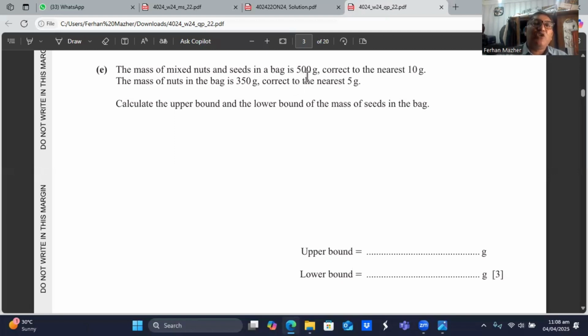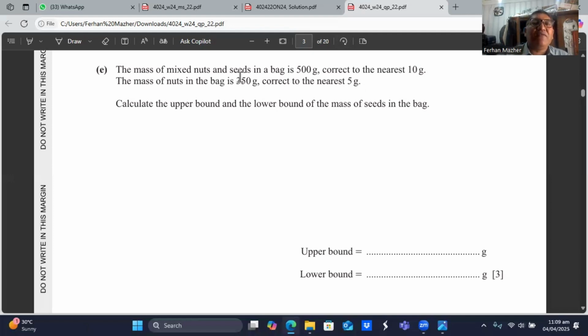So the total mass we know is 500 grams. This is correct to 10 grams. So we will divide 10 grams by 2, and you will get 5 grams. So 5 grams added to 500 will give the upper bound of the total mass. 500 minus 5 grams will give you the lower bound of the total mass of the bag. Now we know the mass of the nuts is 350 grams. This is correct to the nearest 5 grams. So you will divide 5 grams by 2, you get 2.5. If you add 2.5 grams to 350, you will get the upper bound of the mass of nuts. From 350, if you subtract 2.5 grams, you will get the lower bound of the mass of nuts.